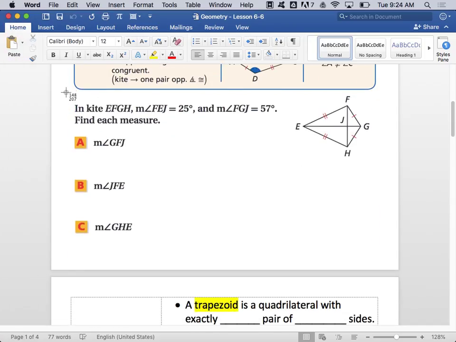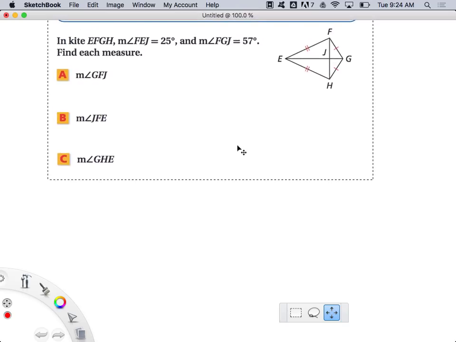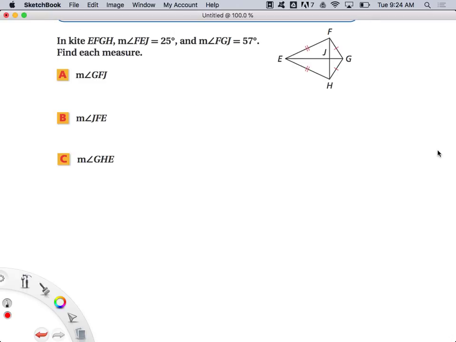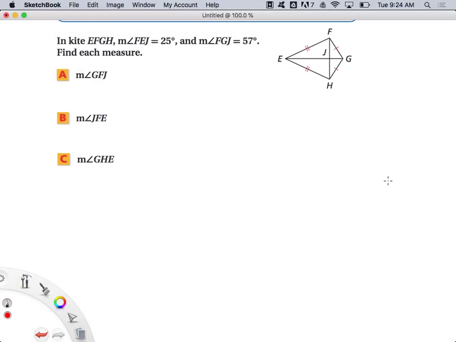Now let's give an example. Okay, in kite EFGH, let me just make sure I'm recording. Good. In kite EFGH, FEG is 25 degrees. So FEG, that's this one right here, is 25 degrees. And FGJ, that's this one here, is 57 degrees. Okay, find each measure. G, F, J.